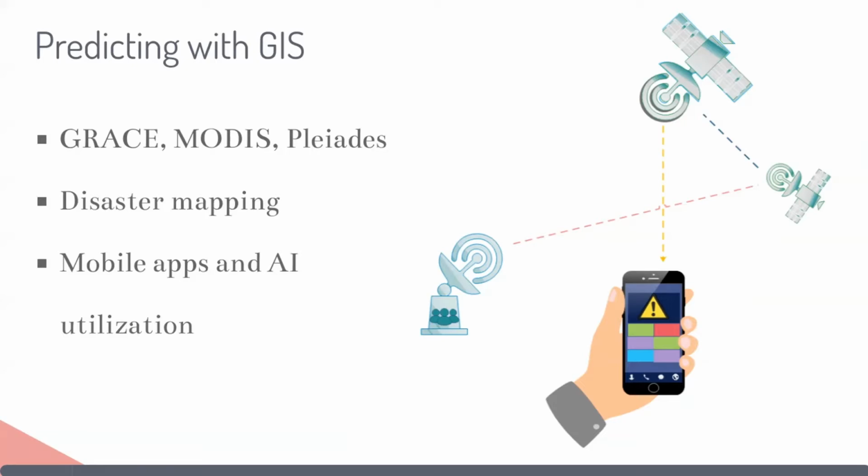GRACE is Gravity Recovery and Climate Experiment. MODIS is the Moderate Resolution Image Spectral Radiometer, and Pleiades is an Earth Surface Imagery satellite that uses ortho-rectified color. As technology advances with satellites, we are able to use satellite imagery along with integrative software that can be utilized through mobile application.